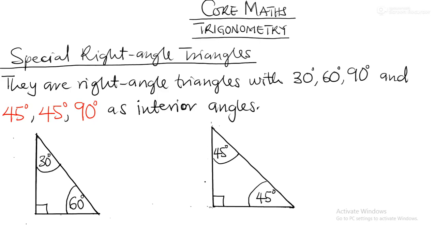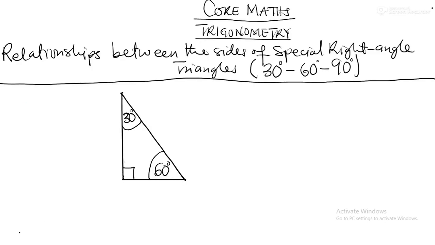Because of that relationship, that is why we call 30, 60, 90 and 45, 45, 90 right angle triangles special. Okay, so now let's look at that relationship that makes them special. We have relationships between the sides of special right angle triangles.